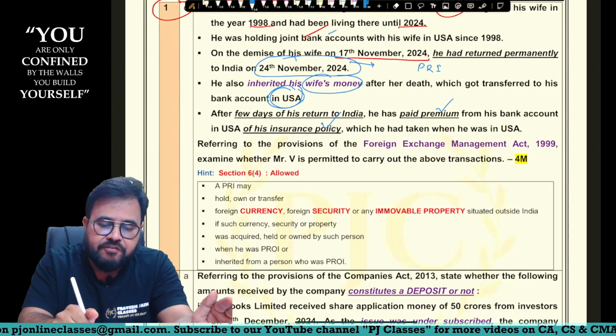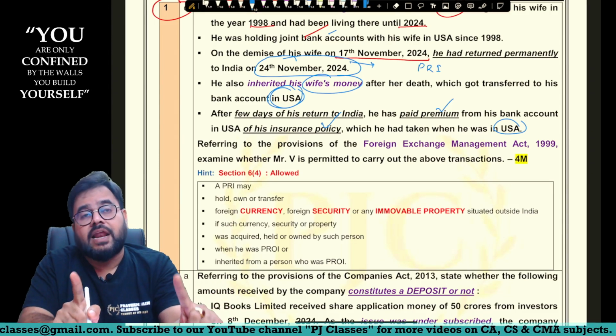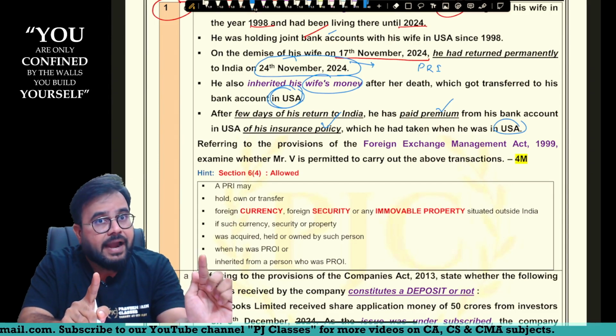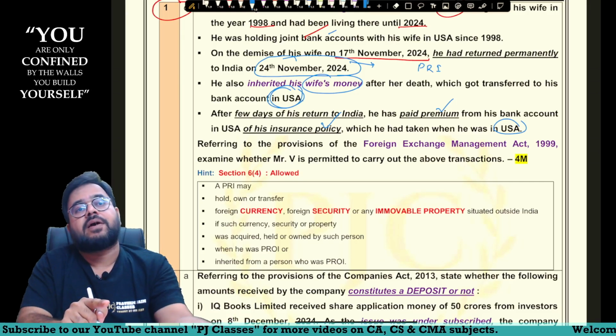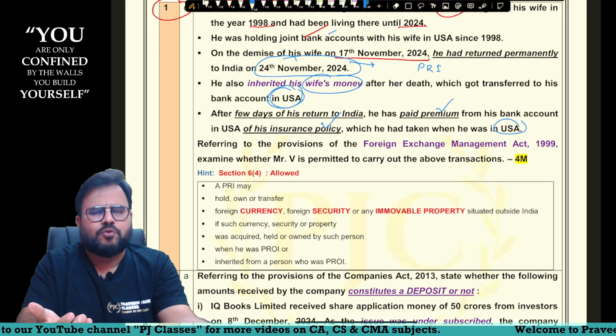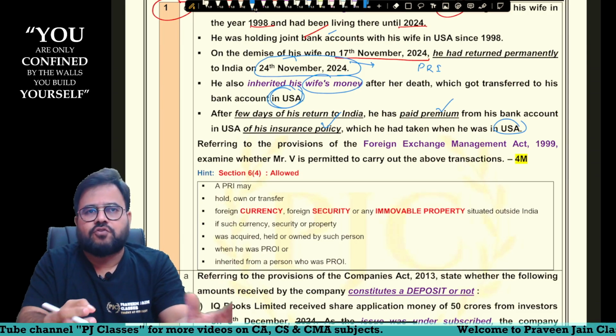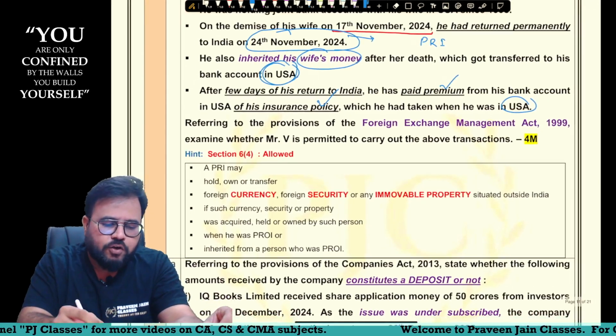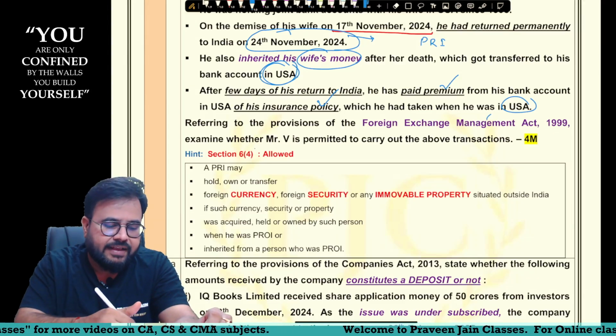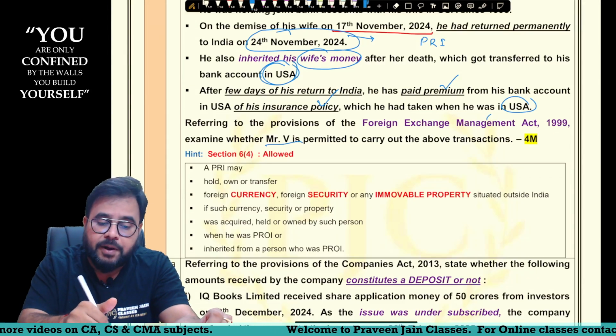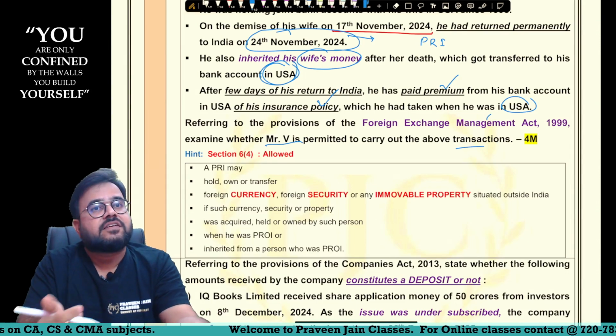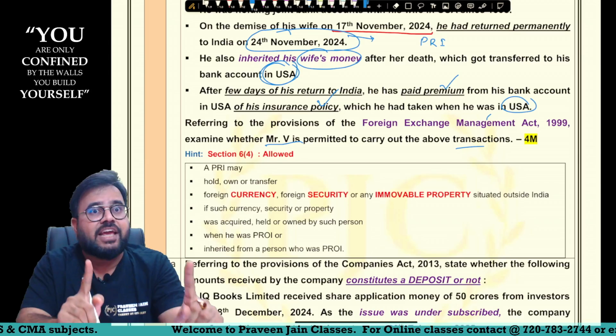Acha. And which was taken in USA. So he took life insurance in USA and he is paying the premium also from the money which was earned in USA only, sir. So can I say here the government should not have any problem, sir. Referring to the provisions of Foreign Exchange Management Act, examine whether Mr. V is permitted to carry out the above transaction. Answer is allowed. Can I say it is actually a capital account transaction?